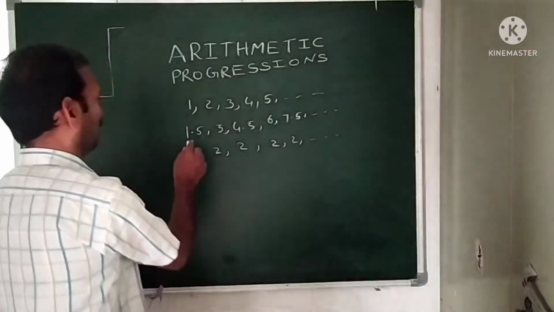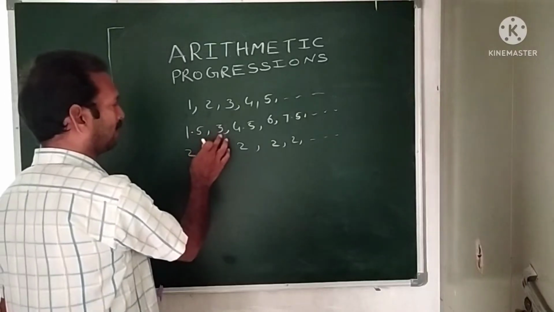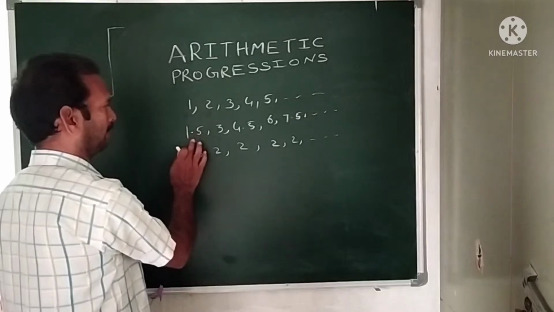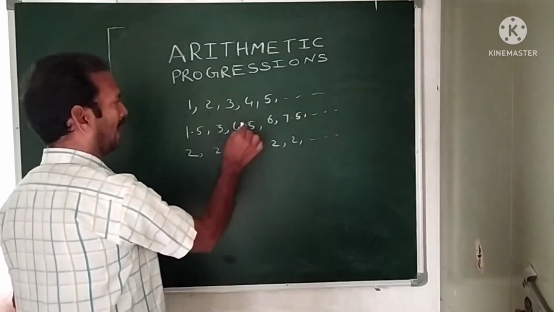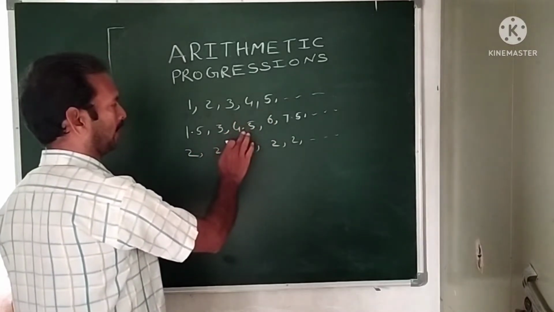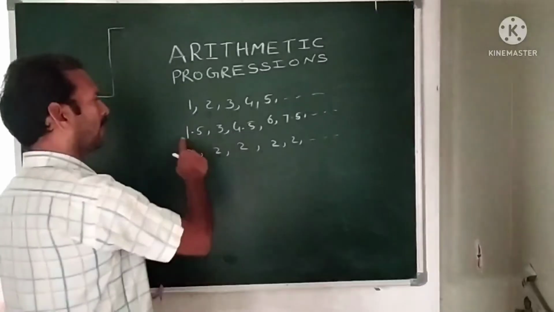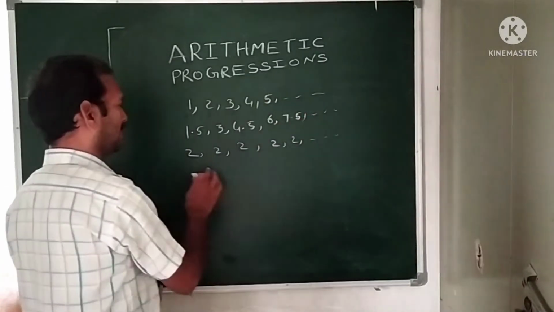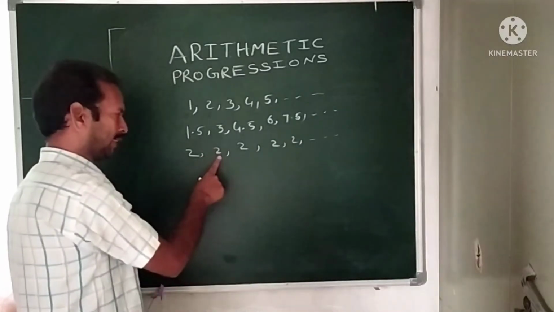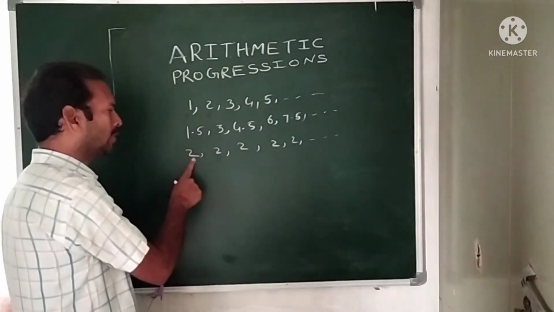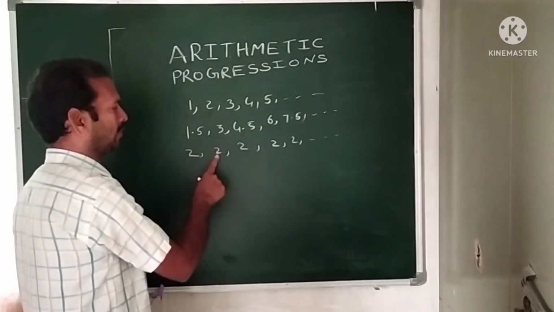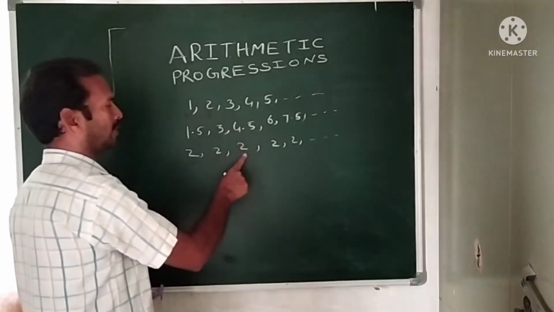Here observe, first term 1.5, second term is 3. To get this 3, I am adding 1.5 to the first term. To get 4.5, I am adding 1.5 to 3. To get 6, 1.5 is added to 4.5. Like this, we get each term. Here see, 2, 2, 2, 2, all are 2 only. To get the second term, how much am I adding? Zero. To get each of these terms, 0 is added to the previous one.